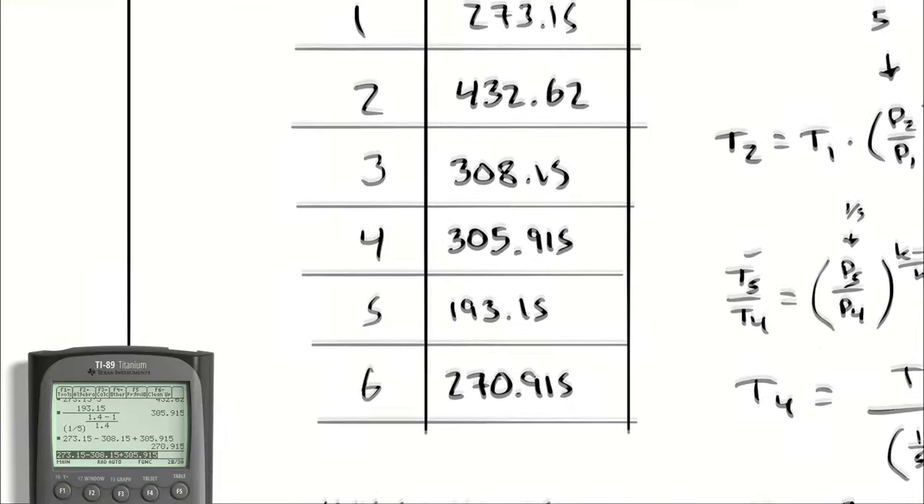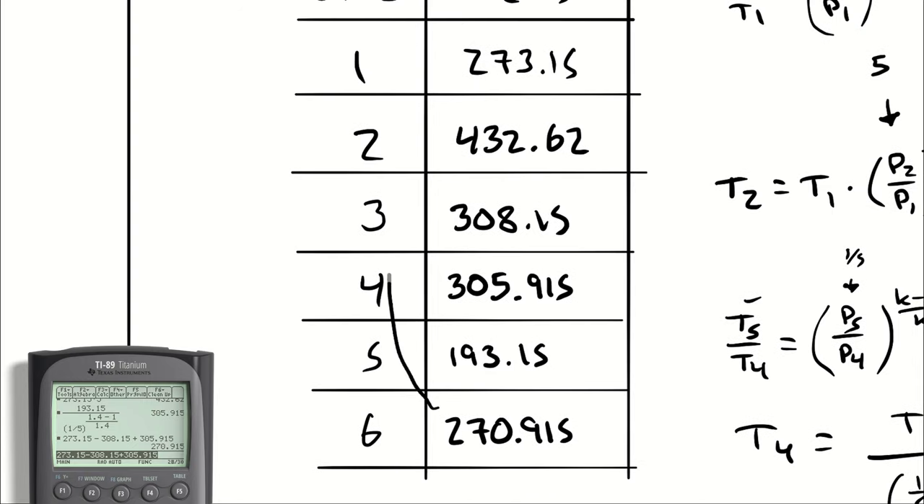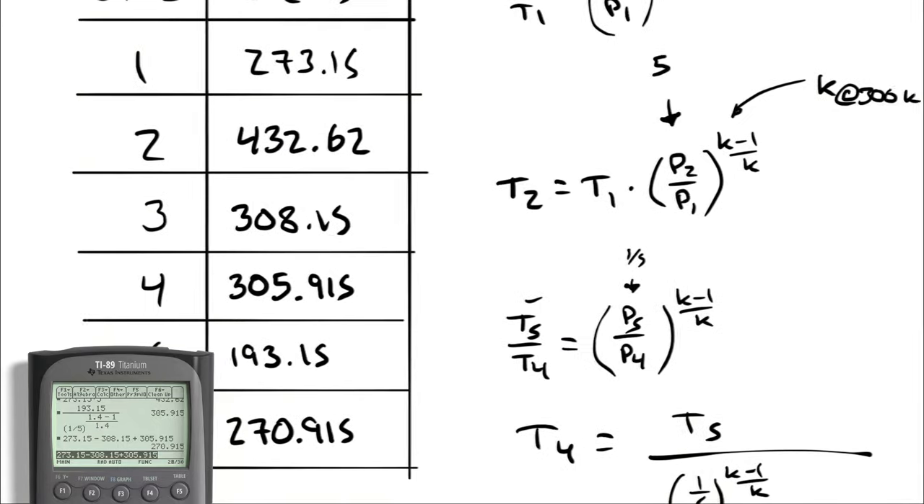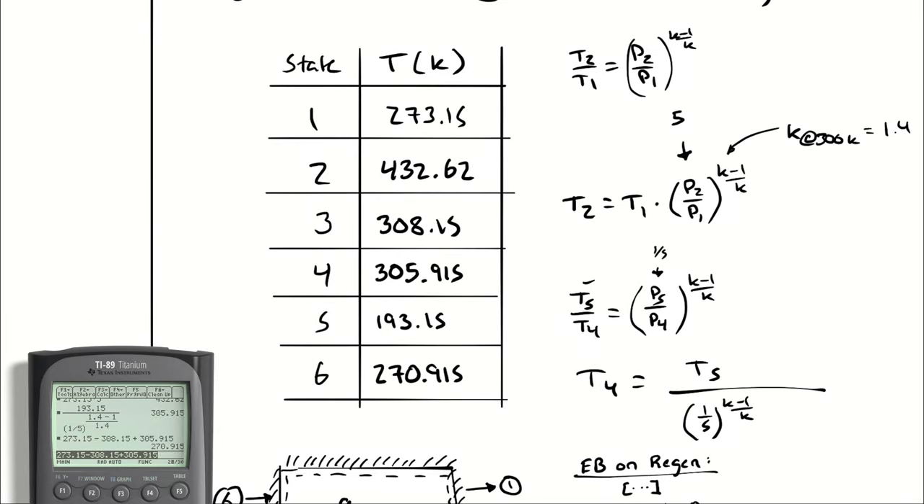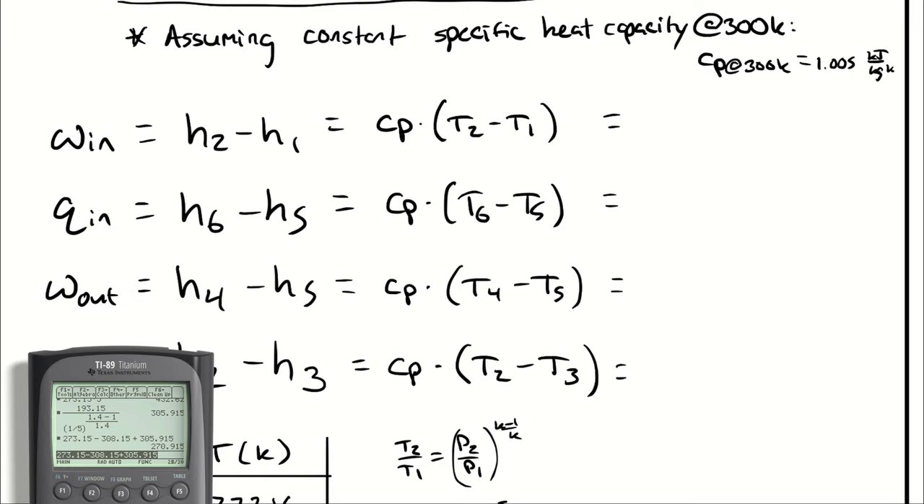And then we will double check. We should be adding heat between 6 and 1. So we should be increasing the temperature slightly, because again, real lousy regenerator. And then we are increasing between 3 and 4. Both of those match up. So that's a good sign. Now that we have all 6 temperatures, we can calculate our work-in, our Q-in, our work-out, and our Q-out terms.